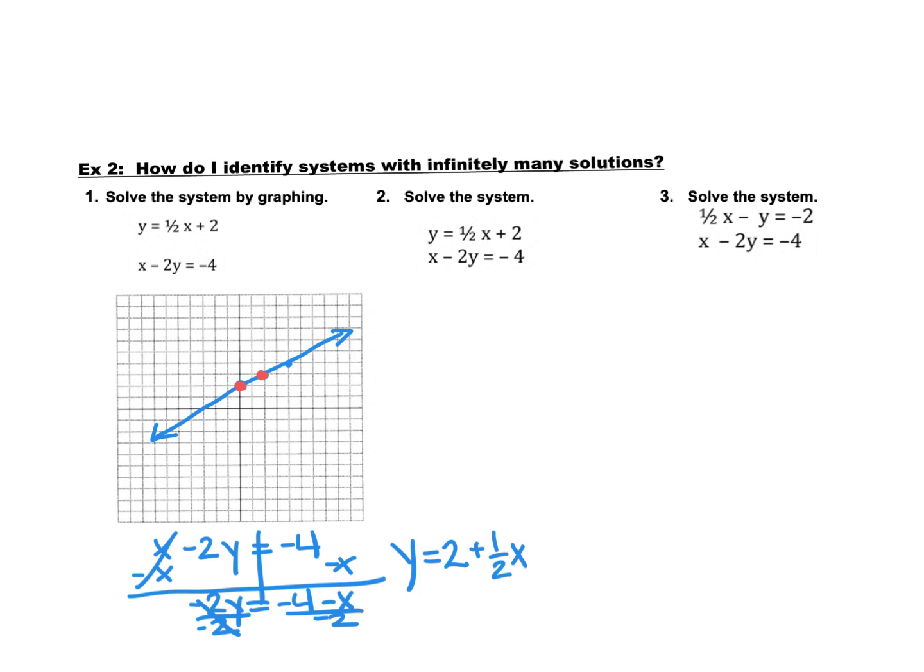And so they were just in two different forms. One was in slope-intercept form and one was in standard form. But they have the same slope and they have the same y-intercept. And when this happens, then one line is on top of the other line. And so in every solution that one line has, the other line also has. And so this one has infinitely many solutions.